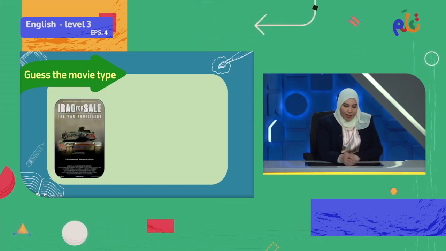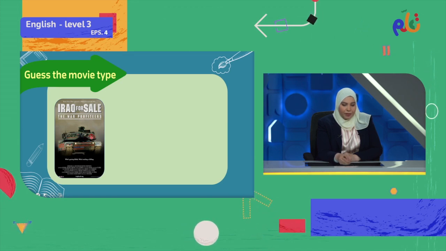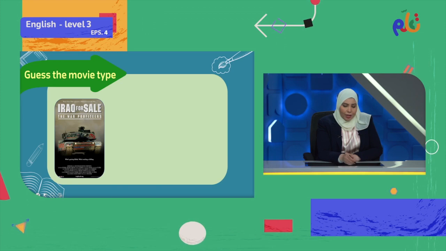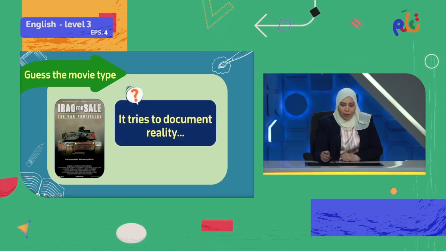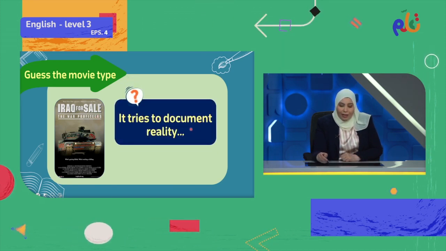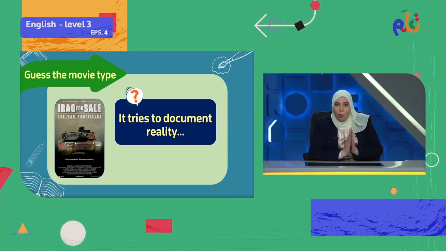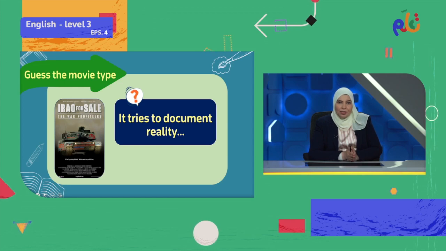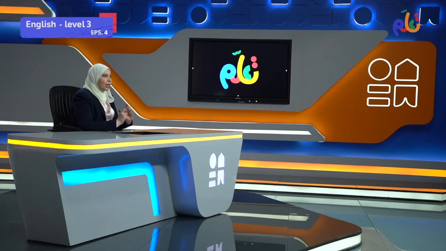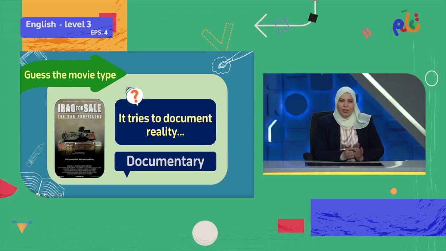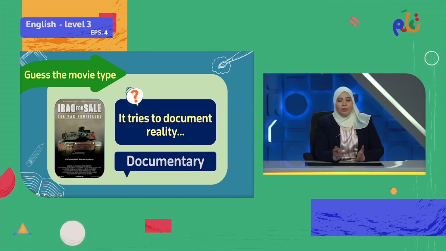Okay, look at this poster. What do you think the type is? Look at the name. Yes, so it tries to document reality. So we're talking about reality without actors or actresses. So documentation of reality. Yes, from the word it's called documentary. So this poster here is for a documentary.